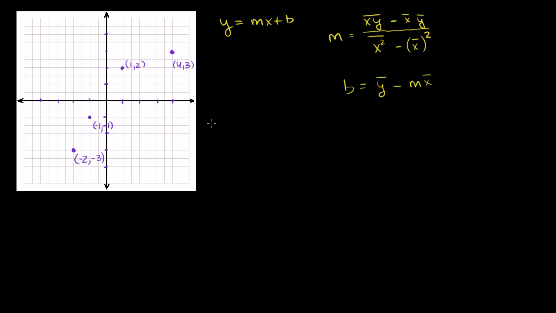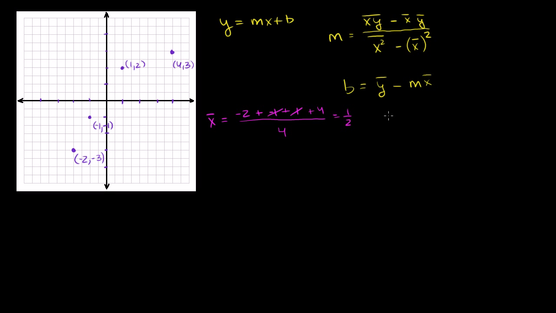The mean of the x's is going to be equal to -2 plus -1 plus 1 plus 4, all of that over 4, since we have 4 x data points. These two cancel out. -2 plus 4 is 2. 2 over 4 is equal to 1/2.